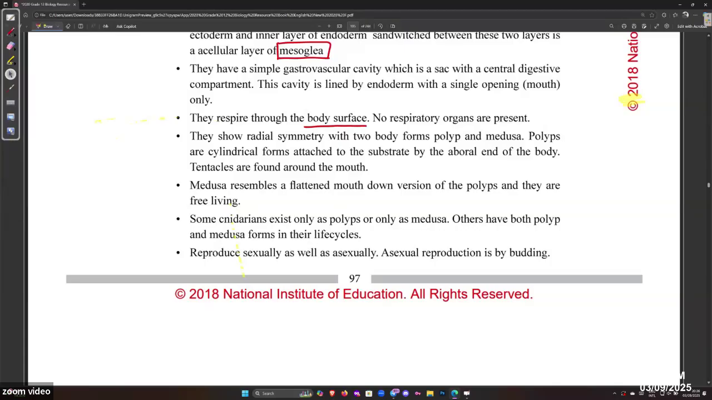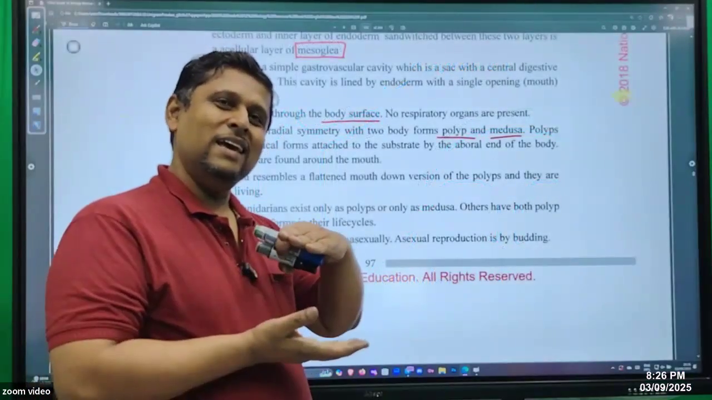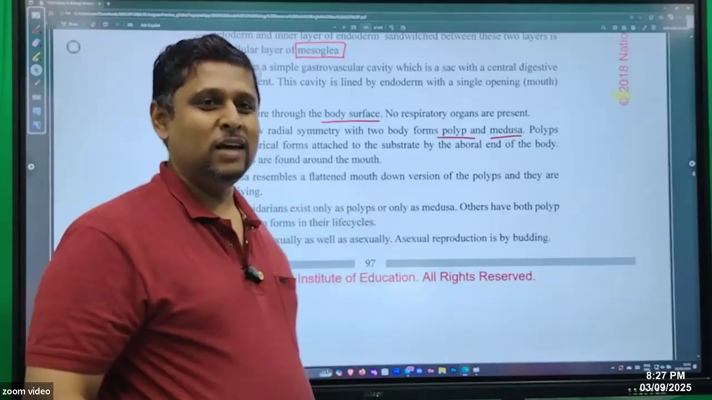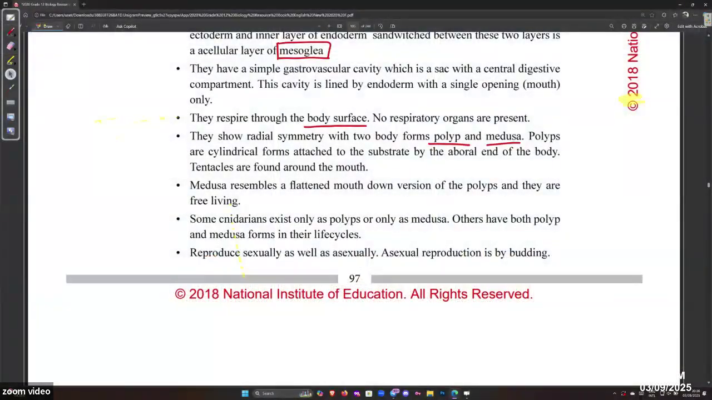They show radial symmetry with two body forms, polyp and medusa. Look at this. Polyp and the medusa. Two body forms are there. The polyps are cylindrical forms attached to the substratum by the aboral end of the body. Oral means the end towards where the mouth is present. Aboral means the region opposite to the mouth. Oral and aboral surfaces are there.